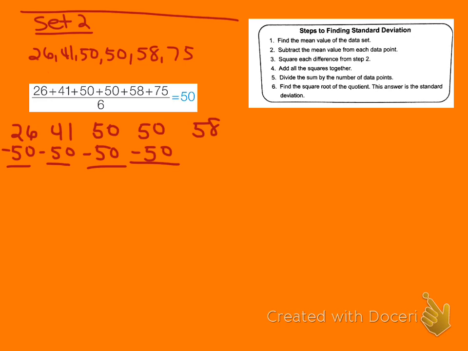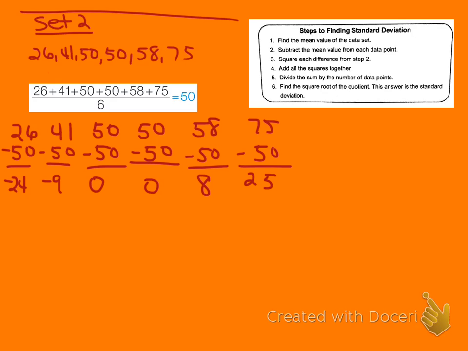And 58 minus 50. And 75 minus 50. When you're writing it, it's going to be better to make sure that you're writing it on top or bottom. And you're welcome to use a calculator on all of this. So this, I think, is going to be negative 24, negative 9, 0 and 0, 8, and 25. You with me so far?